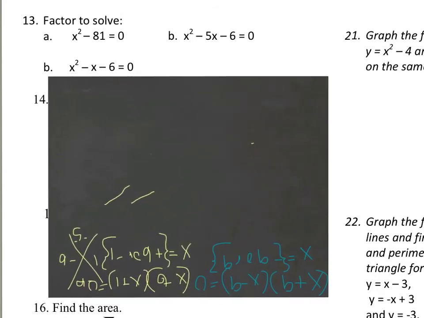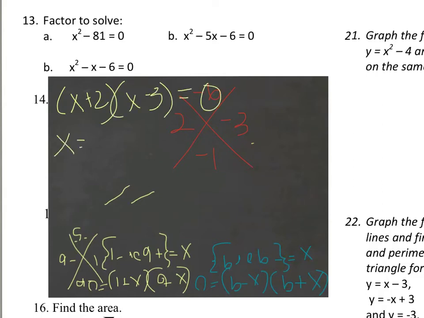All right. So let's go ahead and look at this last one here. We do, again, negative 6 and negative 1. So that is negative 3 and positive 2. So we get x plus 2, x minus 3 equals 0. So x is either equal to negative 2 or 3 as our two possibilities.